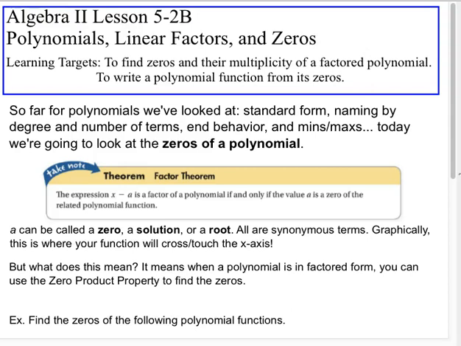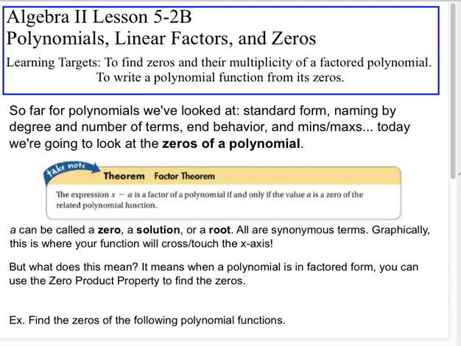Today we're going to dive into a new piece of polynomials. So we've talked a lot about them already in just a couple lessons. We've talked about standard form, naming, end behavior, mins and maxes. Today we're going to move on to this idea of zeros of a polynomial. This is something you've kind of already seen with quadratics, but we're going to extend it to all polynomials now because that is the point of this chapter.